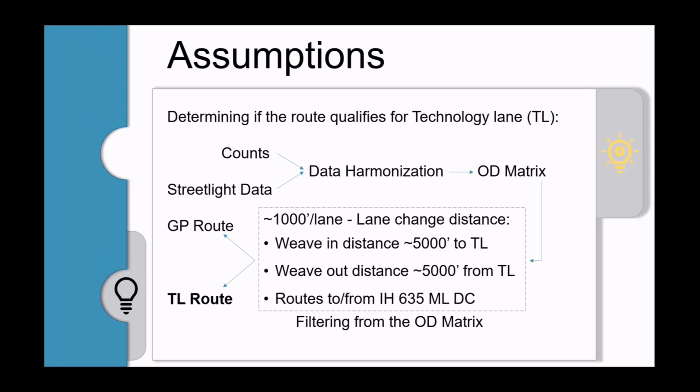And for those who know the corridor, the route, the 635 is itself a HOV lane. It gets connected to an HOV lane in 75. So the routes originating from 635, since they're already in the managed lane, will qualify to be in the technology lane by themselves. So with this assumption in mind, an OD matrix was filtered out for the technology lane exclusively.